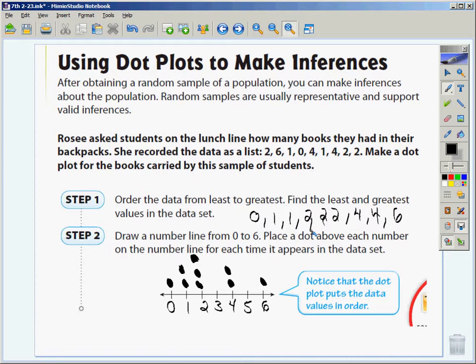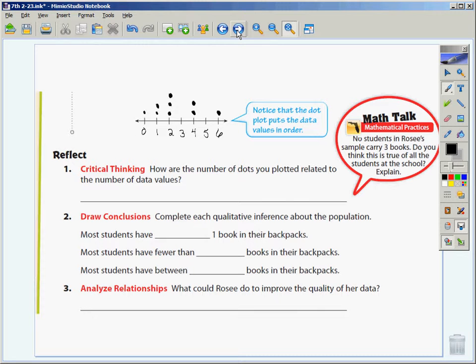What's the least amount of books that everybody carried? 0. What's the most? What 2 values did nobody carry? 3 or 5. Do you think anybody in the school might have carried 3? It's just nobody she surveyed carried what? 3. So, if you look down, it says, how are the number of dots you plotted related to the number of data values?